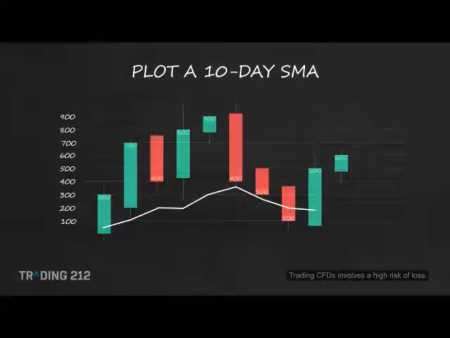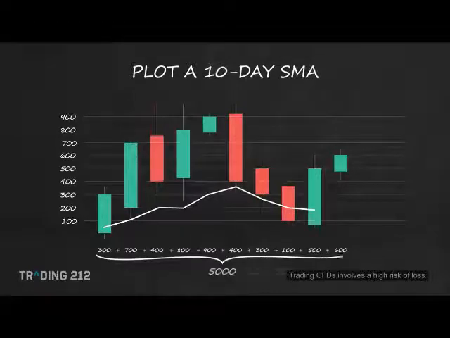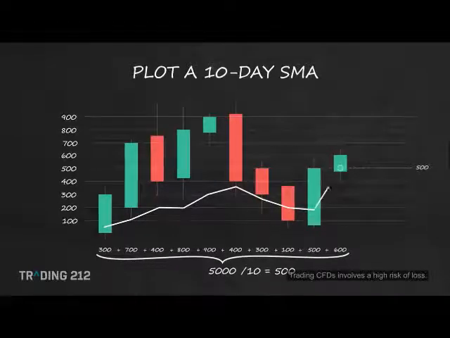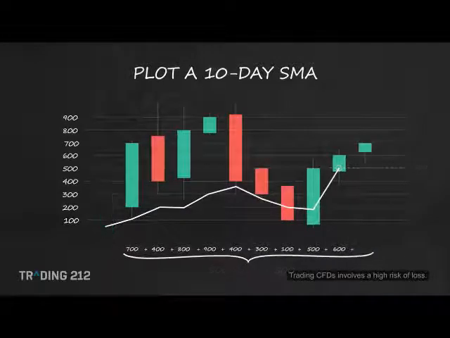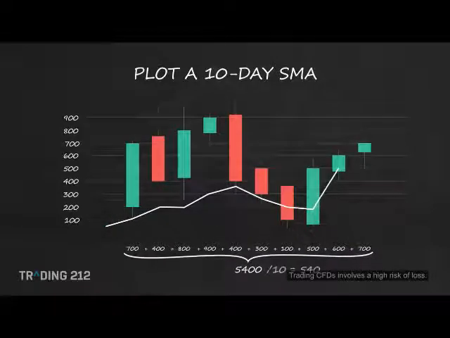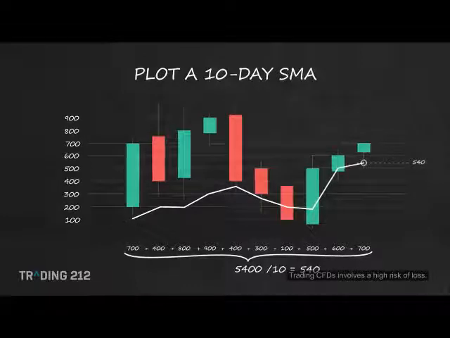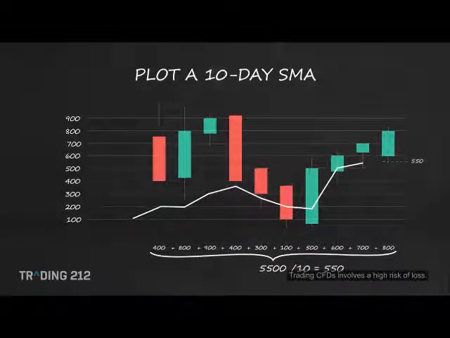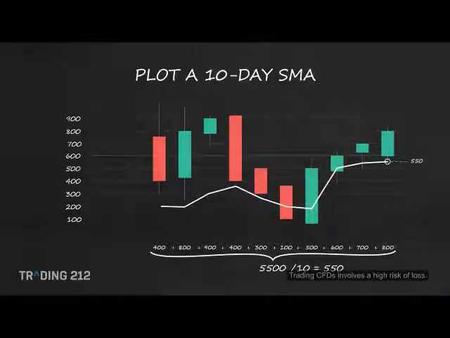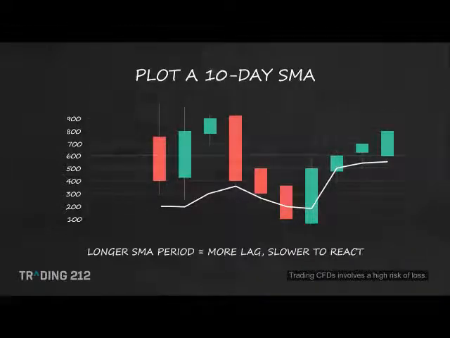So if you wanted to plot a 10-day simple moving average, you would add the closing prices of the last 10 days and divide by 10. This calculation gives equal weight to each day. It's called a moving average as the oldest price is dropped each time a new period becomes available, in this way ensuring that the average is based only on the last X number of periods, in our example the last 10 days. Have in mind that the longer the simple moving average period, the more it lags and the slower it is to react to the most recent price movement.